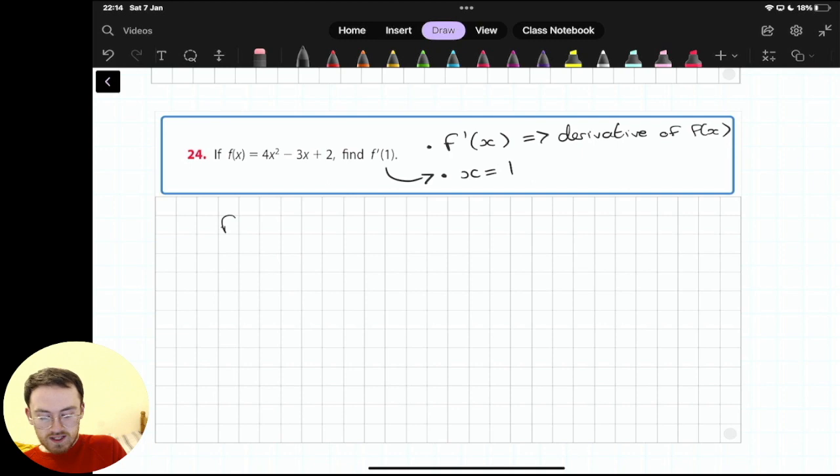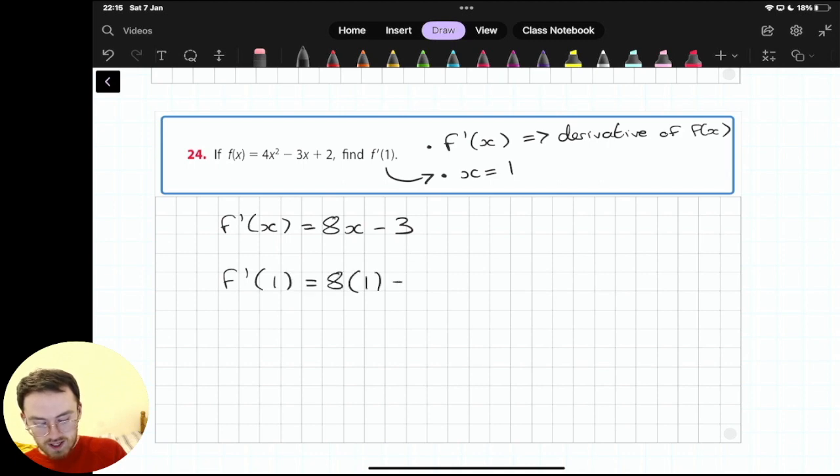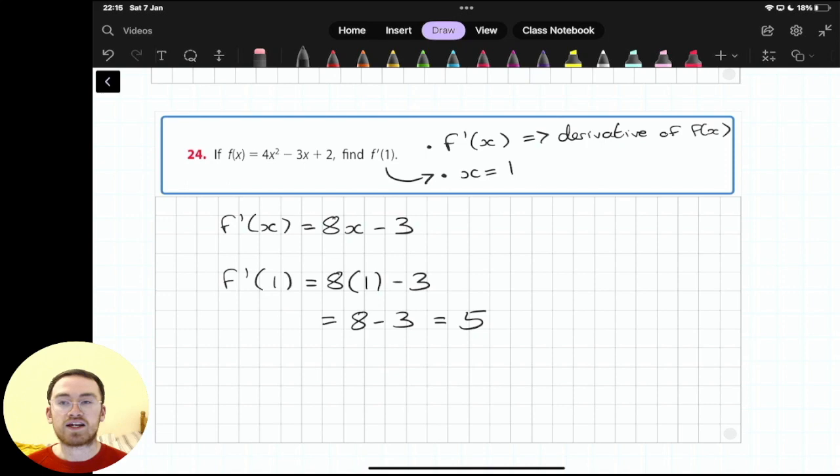So first of all, let's find f dash x. Applying the same rule again, we get 8x minus 3. We've been asked to find f dash of 1. So let's just sub in 1 again anywhere that we see x. We get 8 minus 3, and that is equal to then 5.